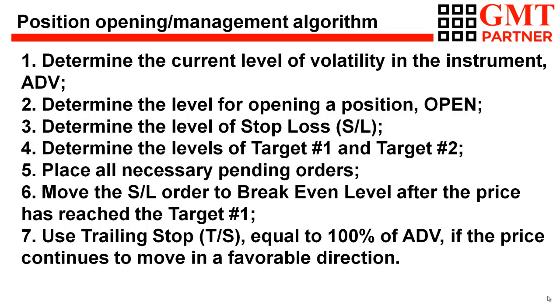However, if the price has gone a distance equal to 200 to 300% of ADV or more from the entry point, and approached a strong level of support or resistance on a daily or weekly chart that you had identified as target number 2, then sometimes it is better to close the position at the current market price. This rule is especially important when a failed swing pattern is formed near the strong level of support or resistance.